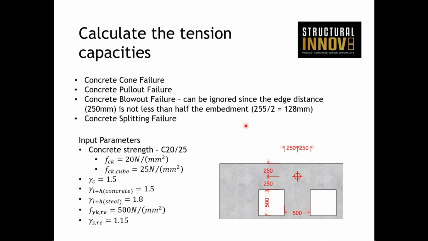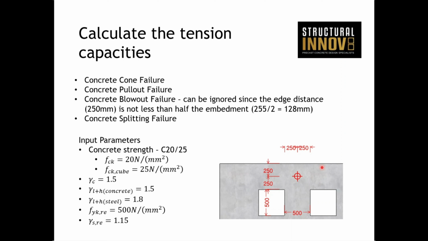In this particular aspect of demolding using those pinhead lifters, we don't need to consider concrete blowout failure. It can be ignored since the edge distance, as you see on the diagram here, we've placed it in the center of this square area, and so it's 250 from the edge. And so our edge distance of 250 is not less than half the embedment. Half our embedment is 255 over 2, which is 128. So we don't need to consider blowout.